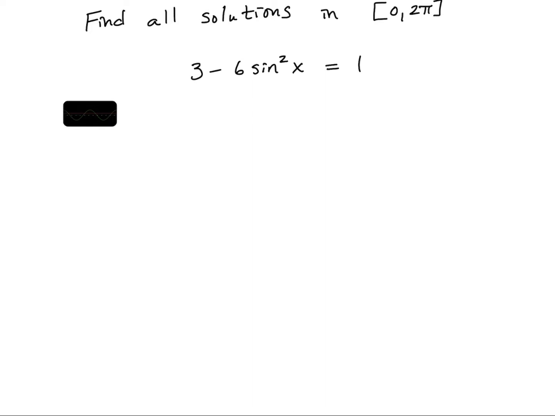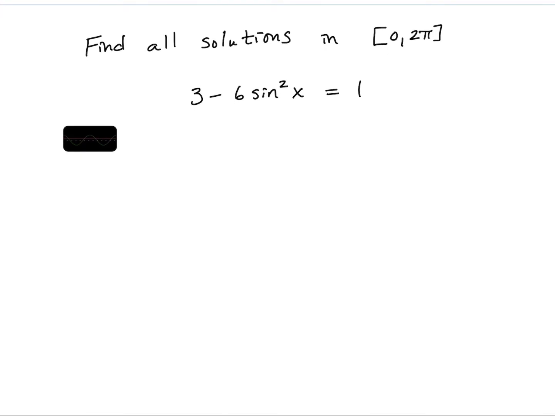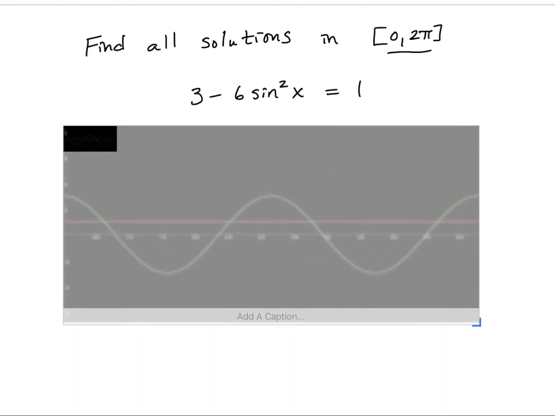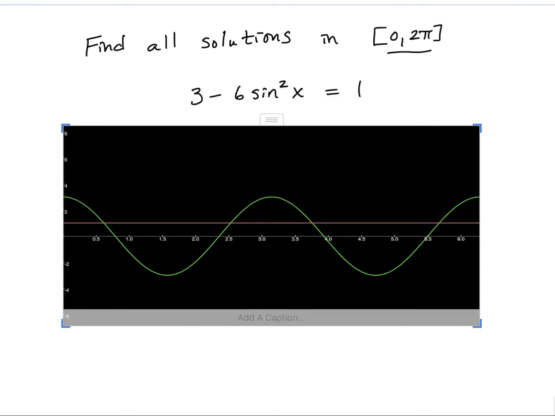Welcome back, everybody. Solving another trig equation. Notice that this one says we're going from 0 to 2 pi, so that means we're using radians. And then usually I solve the problem and then graph it, but this time I'm going to switch it up a little bit and take a look at the graph first, because I want to know how many solutions we are supposed to be looking for.